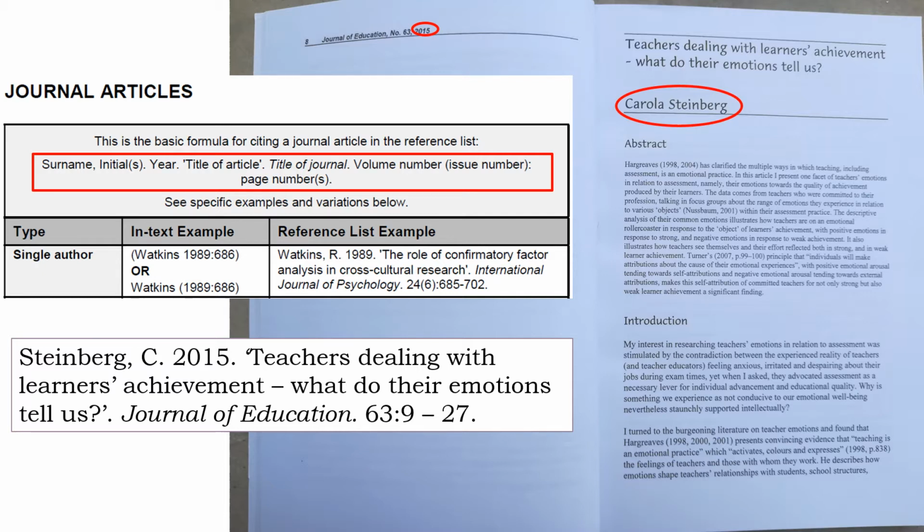This is followed by the title of the article. In this case, Teachers Dealing with Learners' Achievement, What Do Their Emotions Tell Us? The title is enclosed in single inverted commas. This is followed by the name of the journal, which is the Journal of Education. We follow this with the volume number, issue number, and page numbers. In this case, the volume number is 63. There is no issue number, so we omit this information, follow the volume number with a colon, and include the page numbers, which in this case are pages 9 to 27, even though you can't see this information on the screen.